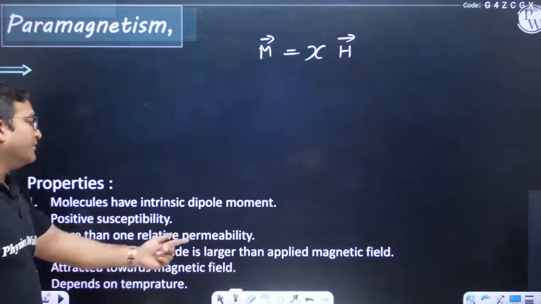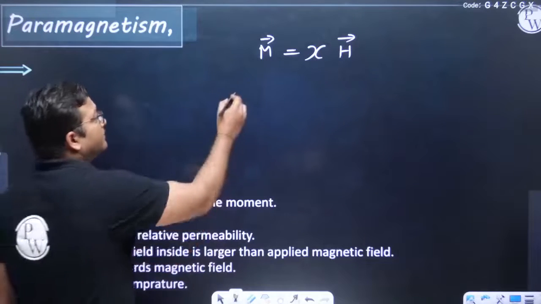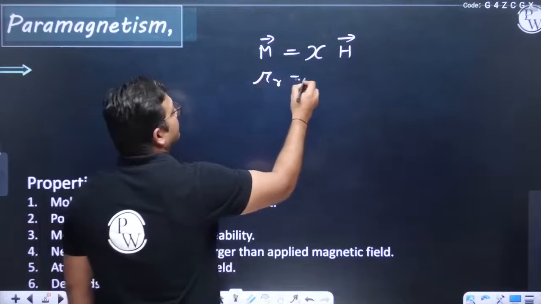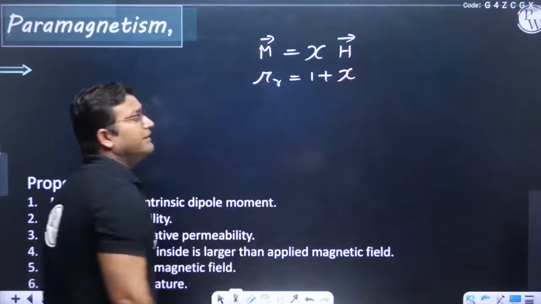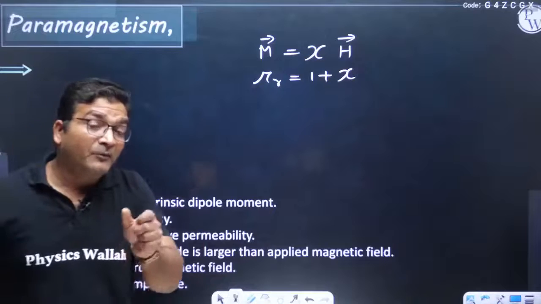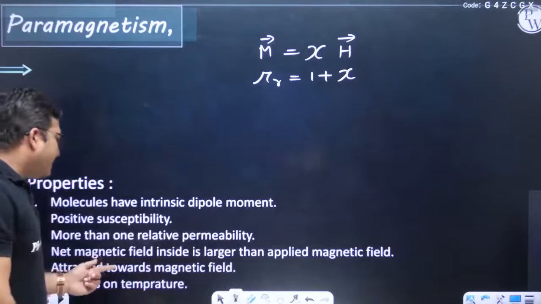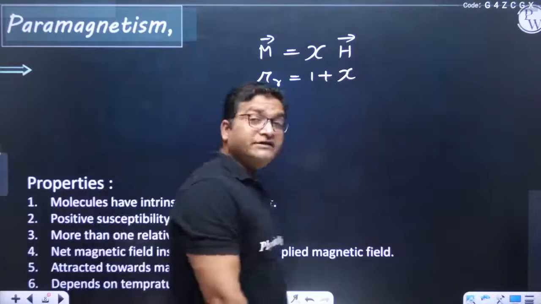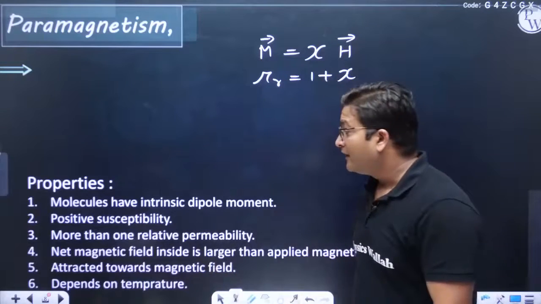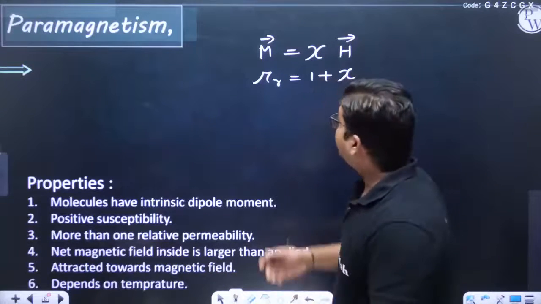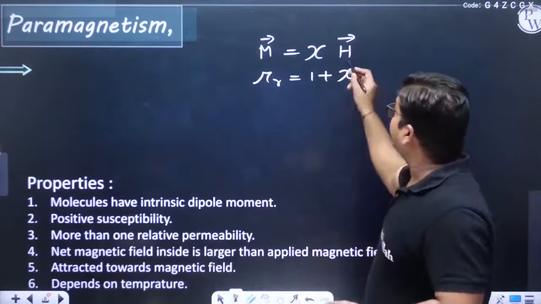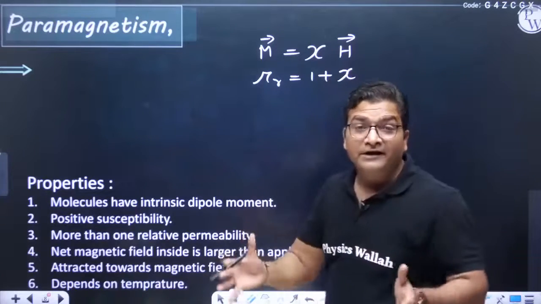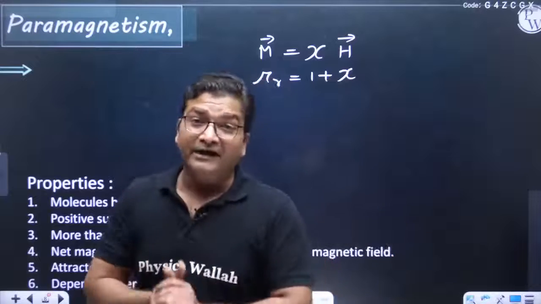More than one relative permeability. As you know, mu r is equal to 1 plus chi. If chi is positive, obviously the relative permeability will be more than 1. Net magnetic field inside is larger than applied magnetic field. Yes, obviously, as the magnetization occurring inside the material is in the direction of the H field, the net field would be larger than the applied magnetic field.